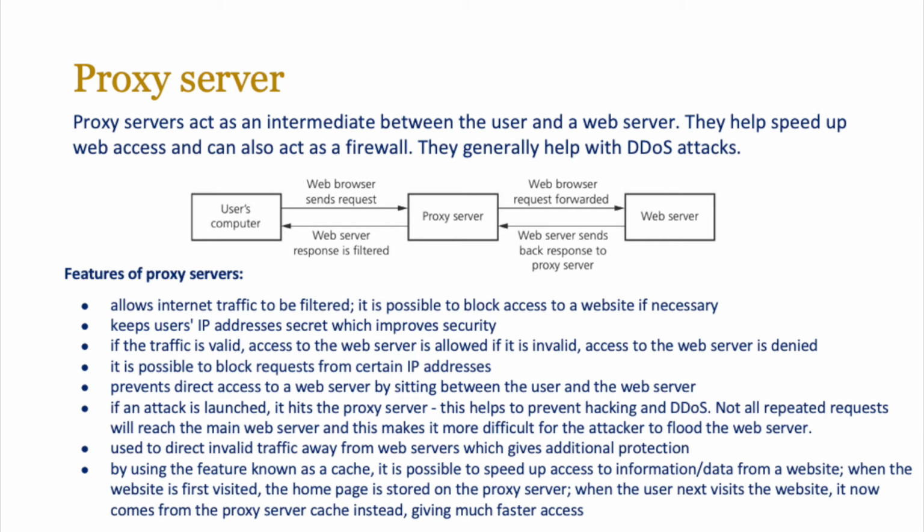And by using a feature known as a cache, it is possible to speed up access to information and data from a website when the website is first visited. You can cache all of this, and then instead of going back to the web server, you just go to the cache. Most browsers also use a cache system to store commonly accessed websites to speed things up. However, it's not really a proxy server, it's just a cache there. A proxy server will have its own cache. And that helps speed up access to websites because you're not going to the main source. You're just going to a repository of existing information, which gives much faster access.